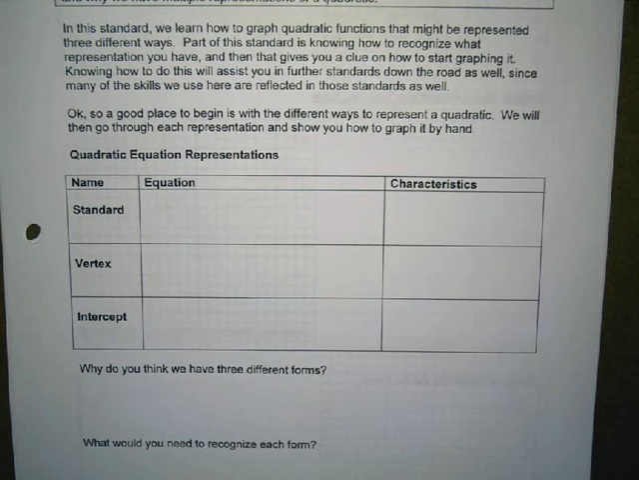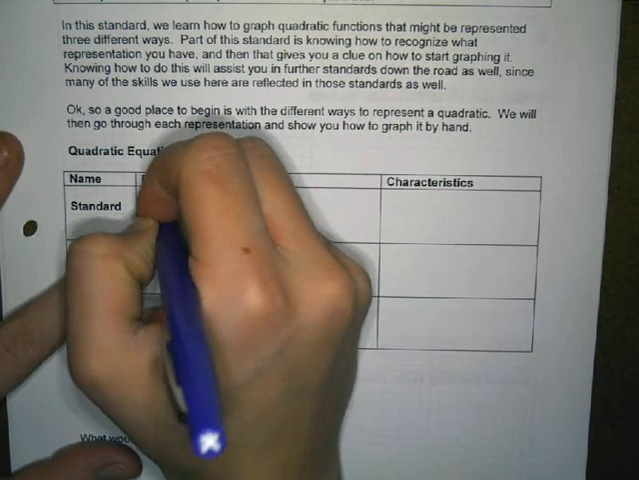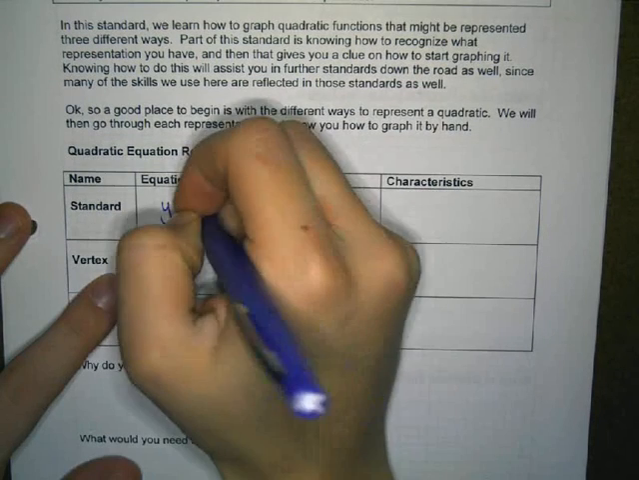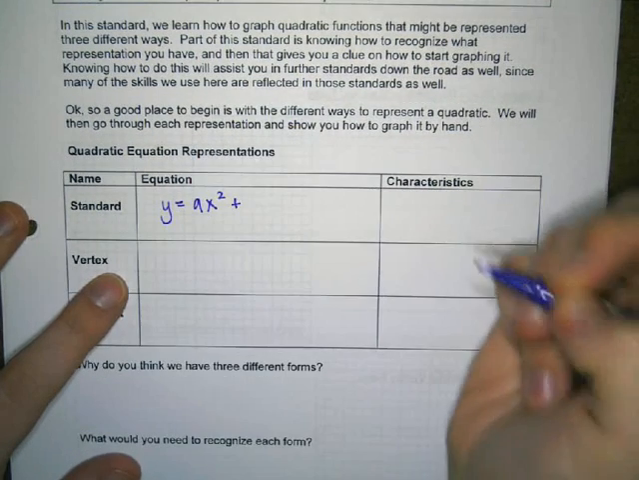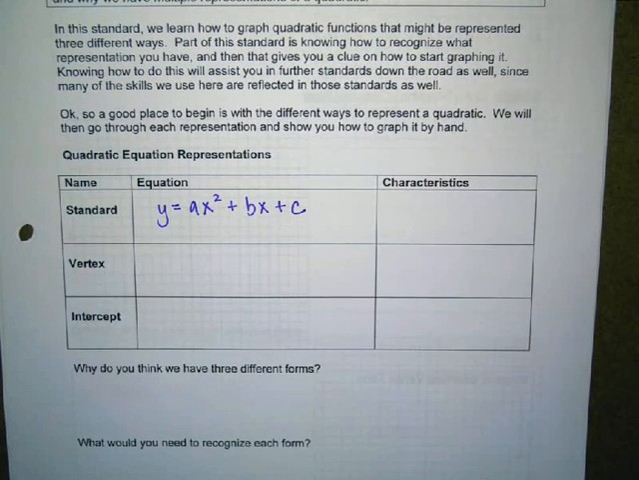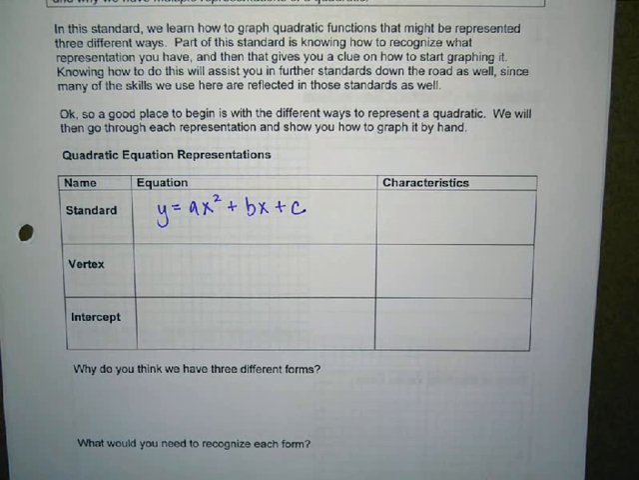We're going to start with the different ways to represent a quadratic. Some of these you've already looked at. Standard form. Can anybody just spout it off without looking at anything? Ax squared plus bx plus c. Okay, we'll fill out the characteristics here in a minute.